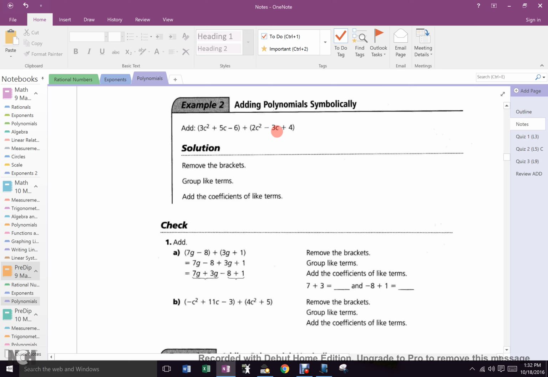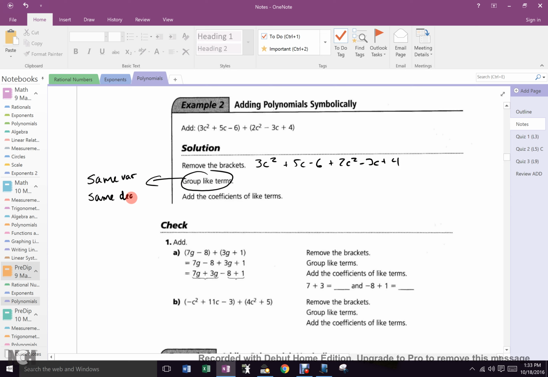Step 1. Remove the brackets. So they're all gone. So I get 3c squared plus 5c minus 6 plus 2c squared minus 3c plus 4. Now it says group like terms. Remember we talked about like terms yesterday. What makes something a like term? Same variable and degree.